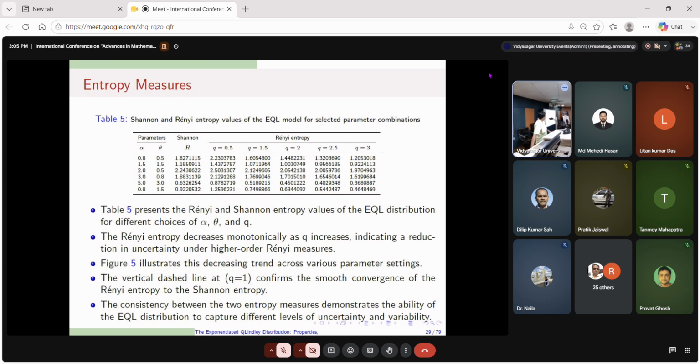And this is the table, some numerical tables. Actually, the numerical table gives some better visibility.